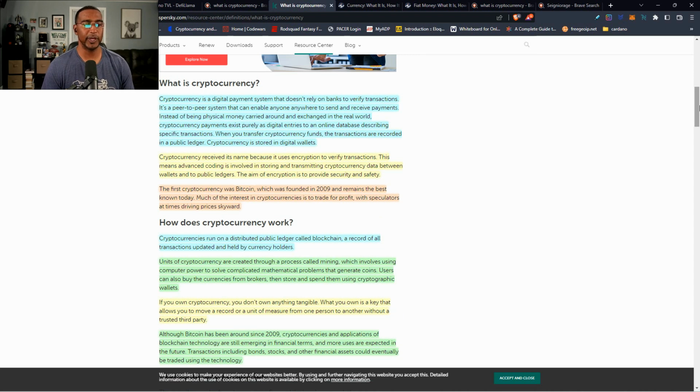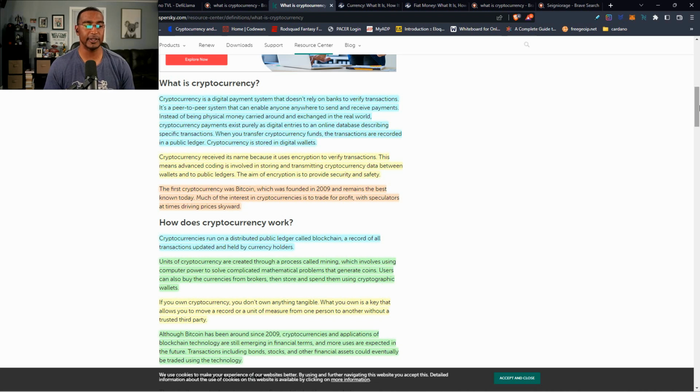What is cryptocurrency? Cryptocurrency is a digital payment system that doesn't rely on banks to verify transactions. It is a peer-to-peer system that can enable anyone, anywhere to send and receive payments. Instead of being physical money carried around and exchanged in the real world, cryptocurrency payments exist purely in digital entries to online databases describing specific transactions. When you transfer cryptocurrency funds, the transactions are recorded on a public ledger. Cryptocurrency is stored in a digital wallet. So we'll get into wallets a little bit later on in the class, but right now let's just focus on what cryptocurrencies are.